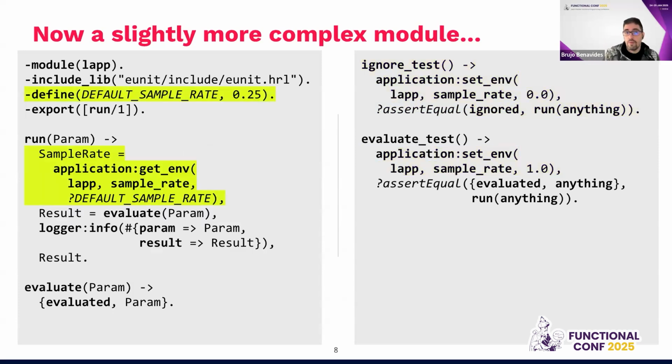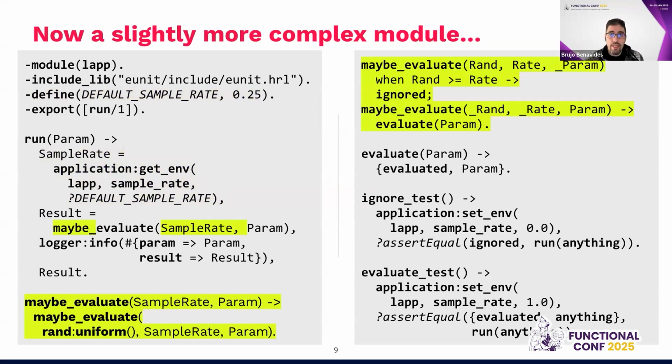To do the actual code, we change the run function so it reads the parameter from the application environment, and just in case it's not there, we provide a default value for it in a macro called default sample rate. But that's not enough for the test to pass. In fact, the code doesn't even compile yet. We need to use the parameter that we picked up from the configuration.